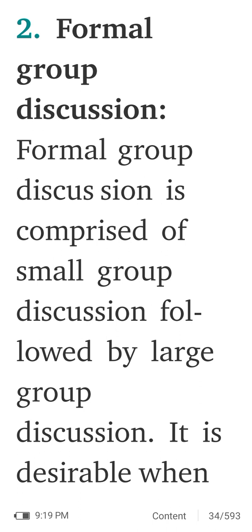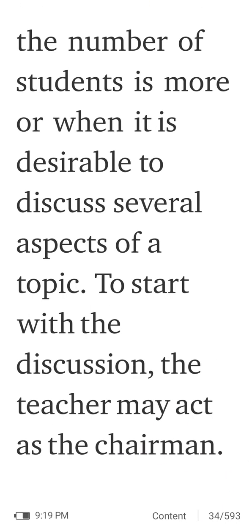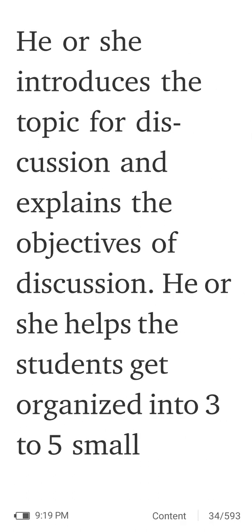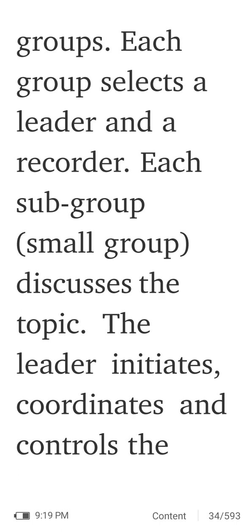Then formal group discussions. Formal group discussion is comprised of small group discussion followed by large group discussion. It is desirable when the number of students is more or when it is desirable to discuss several aspects of a topic. To start with the discussion, the teacher may act as a chairman. He or she introduces the topic of discussion and explains objectives of discussion. He or she helps students get organized into 3 to 5 small groups.